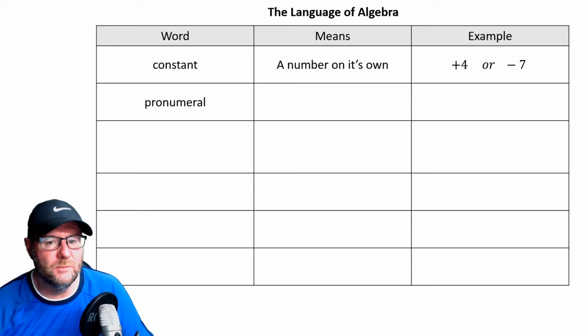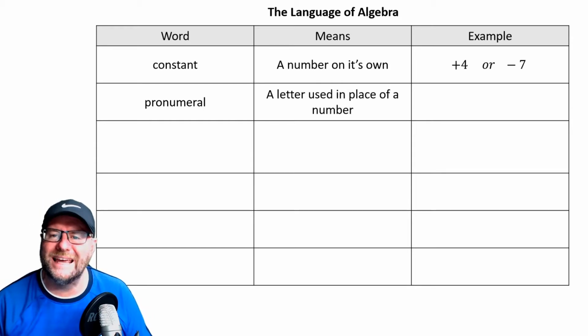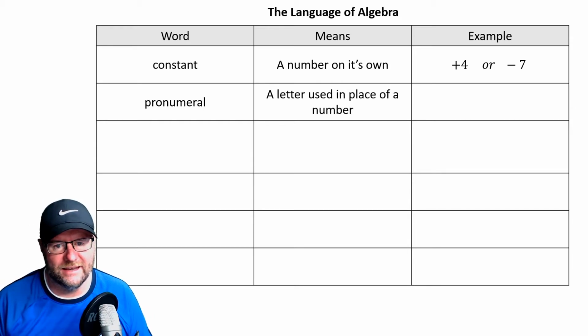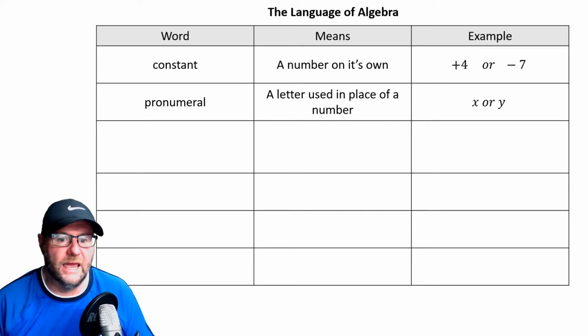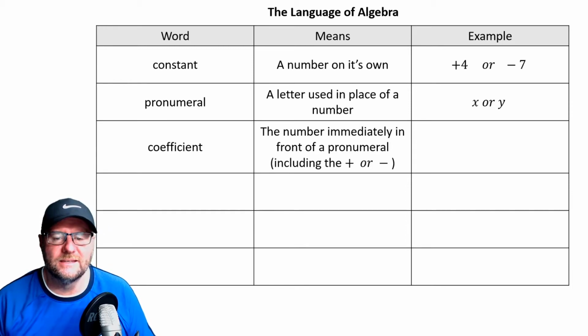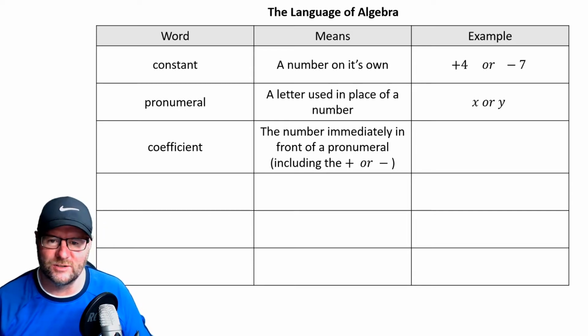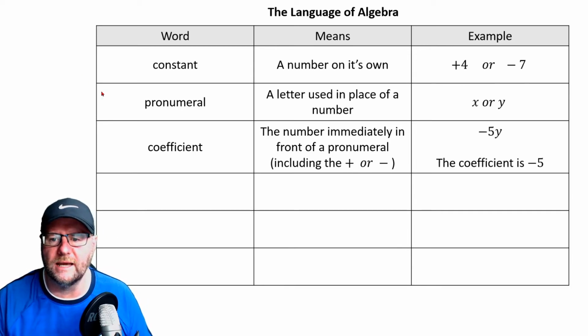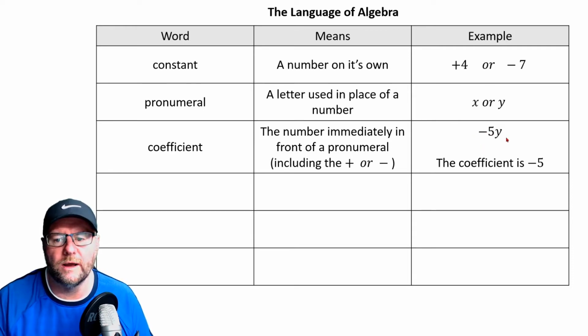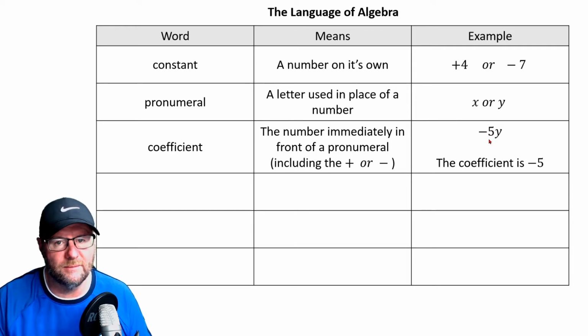A pronumeral, you might remember from a previous video, is just where we use a letter in place of a number. So for example, it might be x or y. Okay, x is a pronumeral, y is a pronumeral. A coefficient is the number immediately in front of a pronumeral, and it includes the sign. So it might be a positive sign or a negative sign. So in this example here, where we've got -5y, in front of the y is the number -5. So we say the coefficient of y is -5. It's the number in front.